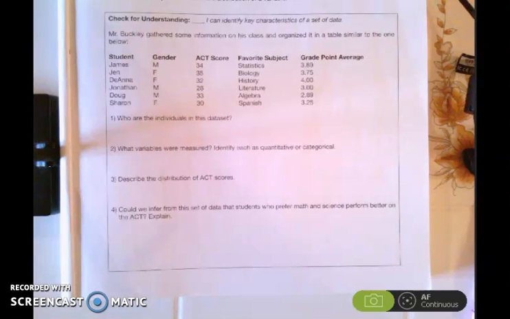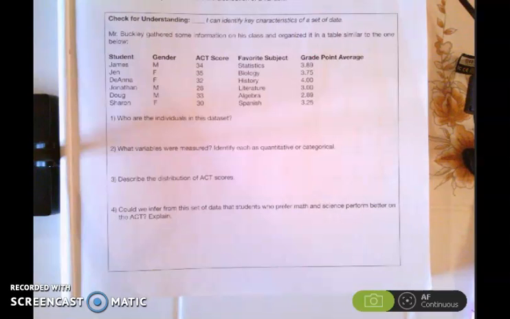And I'll come back to both of those and give you the exact answers that the book would want to see. But question 4 is, could we infer from this data set that the students who prefer math and science perform better on the ACT? So can we draw a cause and effect based on this relationship? And so we don't necessarily have enough data for that.